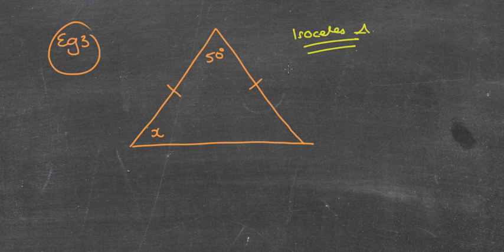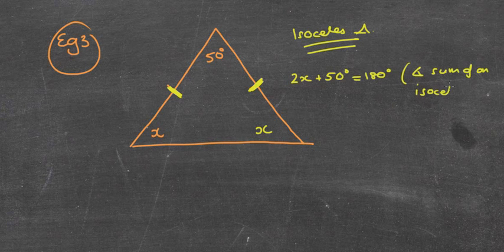That's what we need to know, because if this is an isosceles triangle, we know that it's telling us that those two sides are equal, therefore it must be an isosceles triangle. Then that means that the base angles are both X. So what I'm going to write down is this: 2X plus 50 degrees equals 180 degrees. I'm going to say the angle sum of an isosceles triangle.